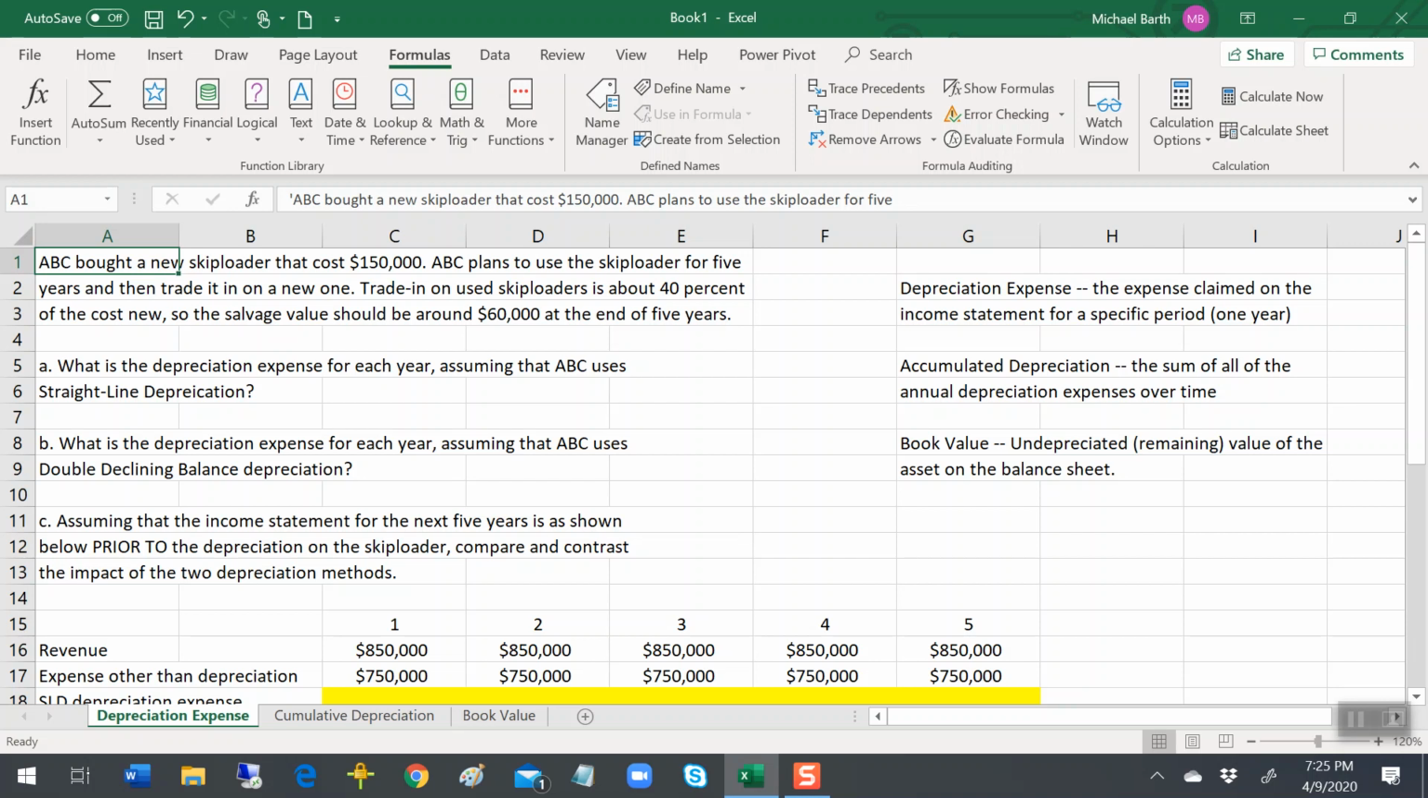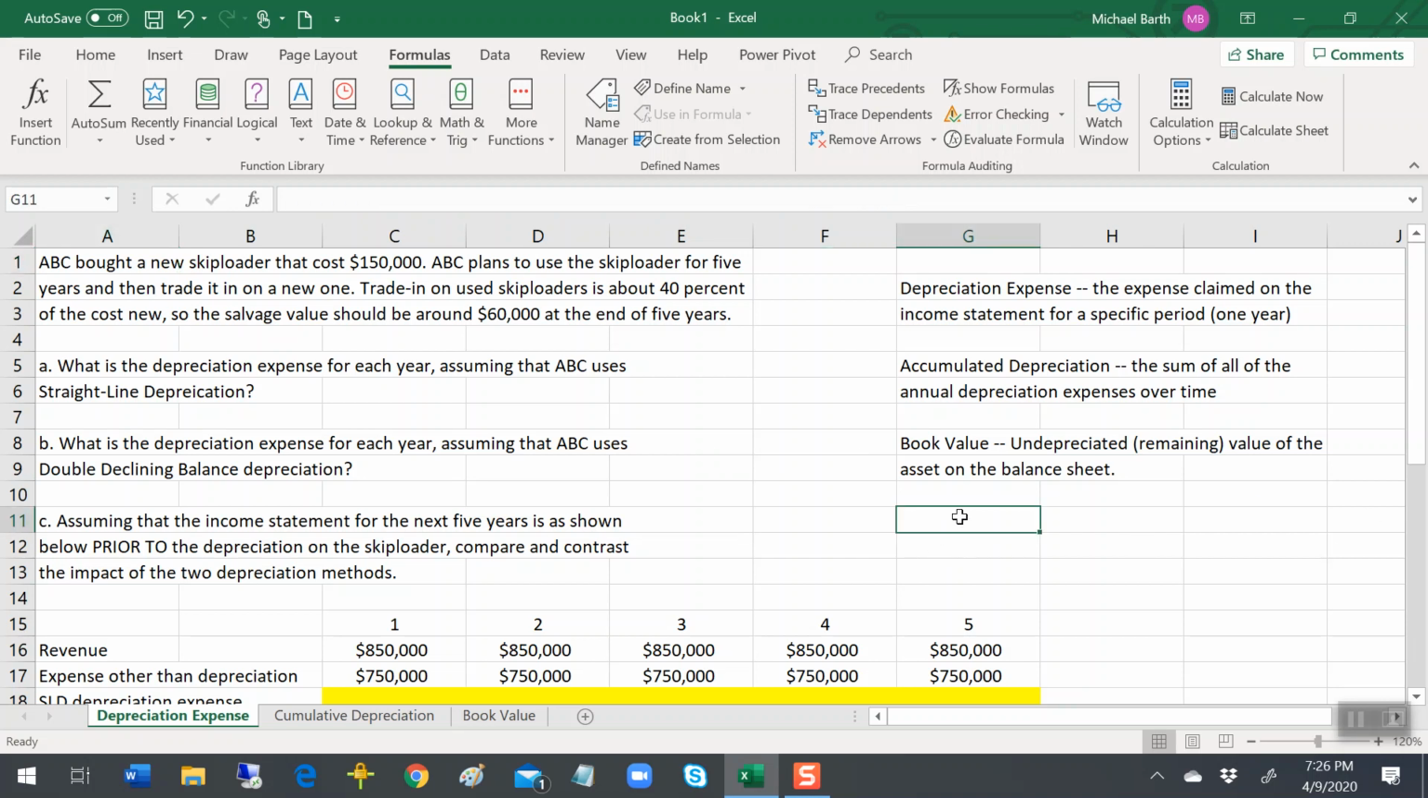Now, with our example here, ABC bought a skip loader, cost $150,000. Going to use it for 5 years and then trade it in on a new one. Used skip loaders bring in about 40% of the cost new after 5 years. So they think they can sell it for $60,000 5 years from now. The difference between $150,000 that they paid today and the $60,000 they're going to sell it for in the future is $90,000. That's the amount of depreciation expense they will take over the next 5 years.